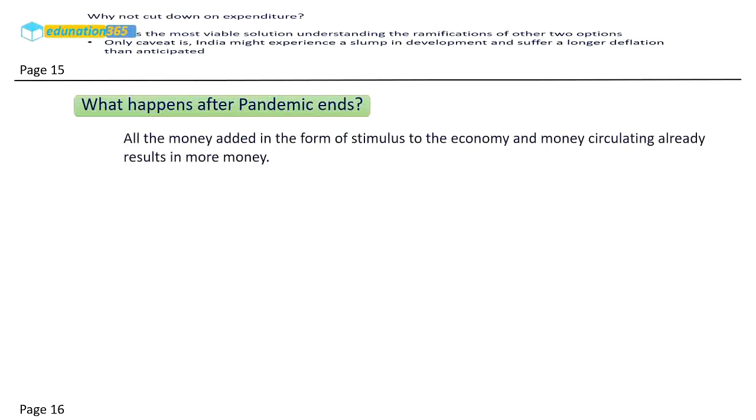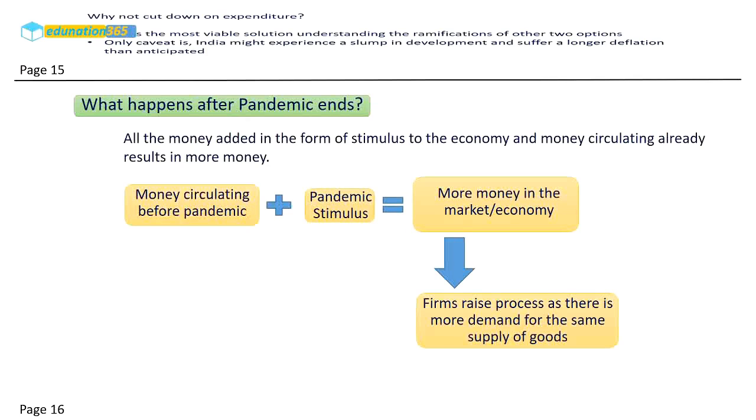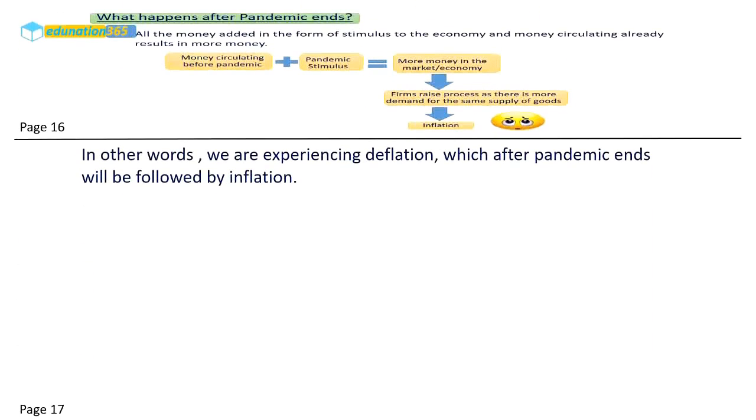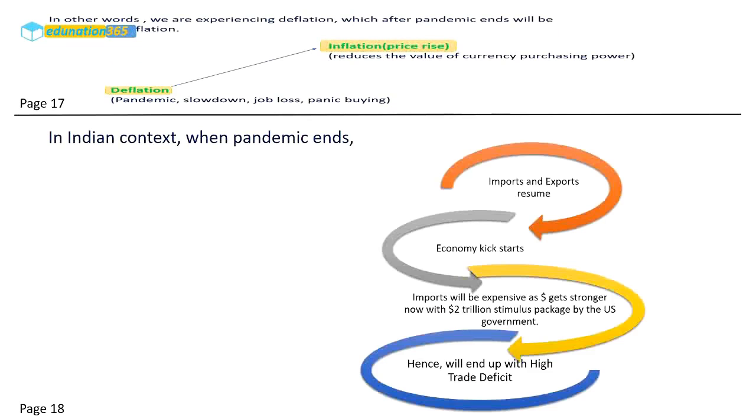Well, when the pandemic ends, all the money added by stimulus plus already circulating money results in more money in the market. When you have more money in the market, firms raise prices as there is more demand for short supply, which leads to inflation. In other words, currently we are experiencing deflation. After the pandemic, it is another problem we will be experiencing, and that is inflation. So in the Indian context, when the pandemic ends, import and export starts, economy resumes, imports will be expensive as the dollar will be stronger now with the 2 trillion stimulus package, hence there will be more trade deficit.